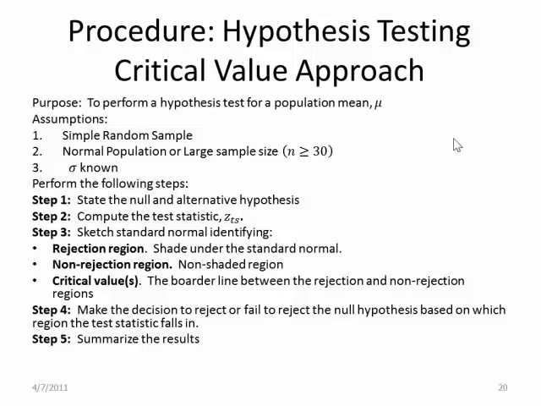All right, so here is a procedure for hypothesis testing using the critical value approach that we've been setting up all along. This is a little bit different than what your author has presented, but if you follow these 5 steps, you'll never go wrong. So we want to perform the hypothesis test for our population mean mu.